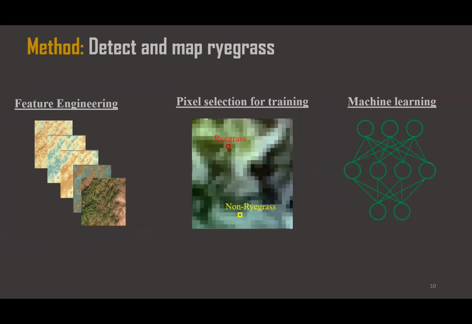So moving to the method section for objective 1, which is to detect and map ryegrass. The first step was to develop several features from the imagery, like vegetation indices and some color space transformations. After generating these features, our next job was to select the pixels belonging to ryegrass and non-ryegrass from the imagery. When we select these pixels, we can tell the machine learning algorithm that, okay, these pale looking green pixels are ryegrass and these bluish looking pixels are non-ryegrass. After the machine learning algorithm is trained, we can give an unknown pixel to the algorithm, and it will tell whether that pixel belongs to ryegrass or non-ryegrass.